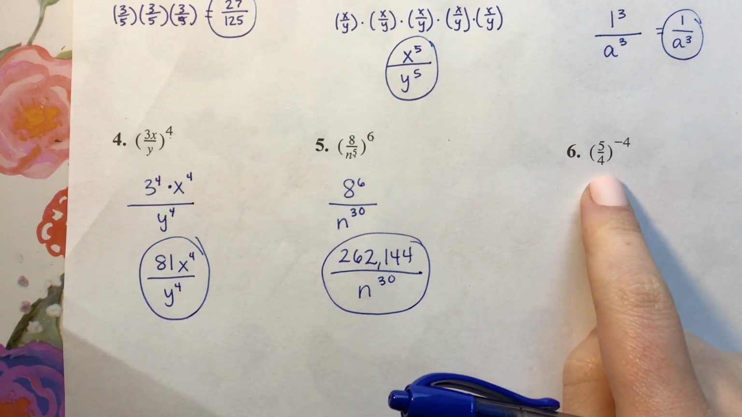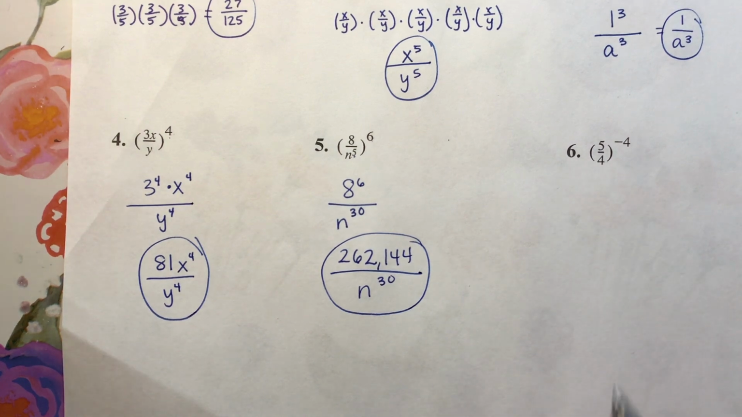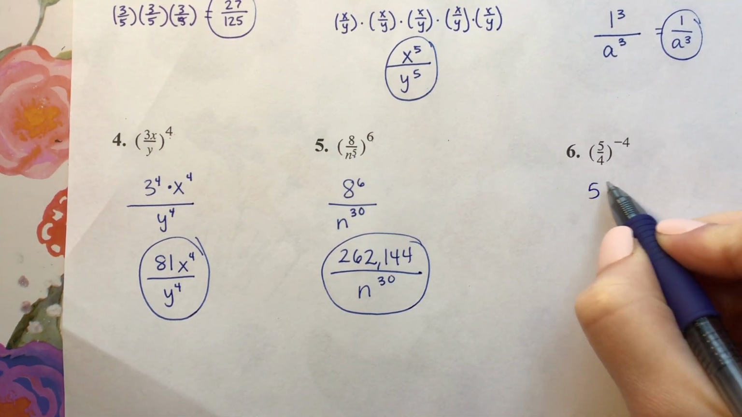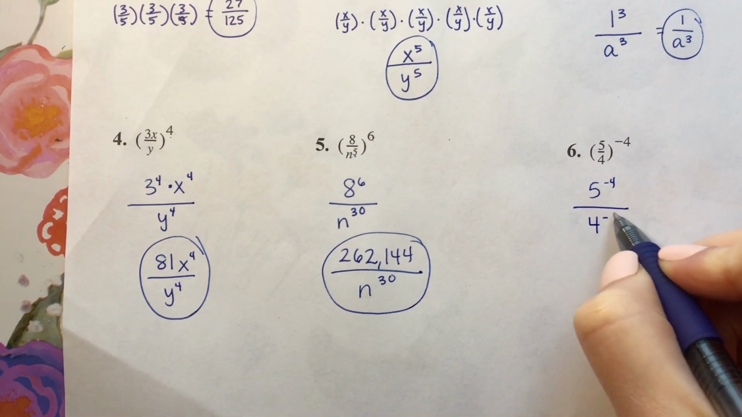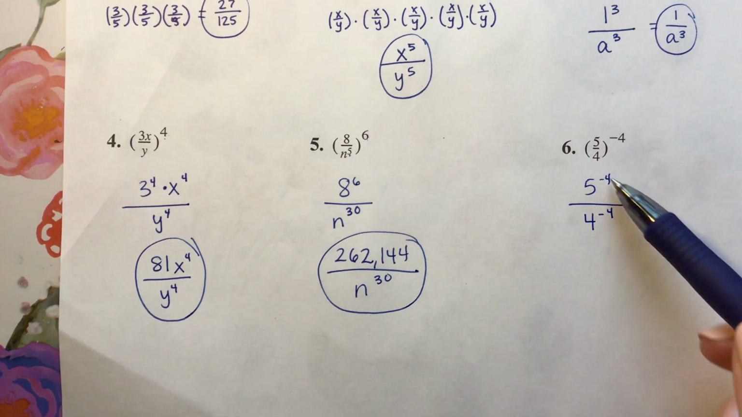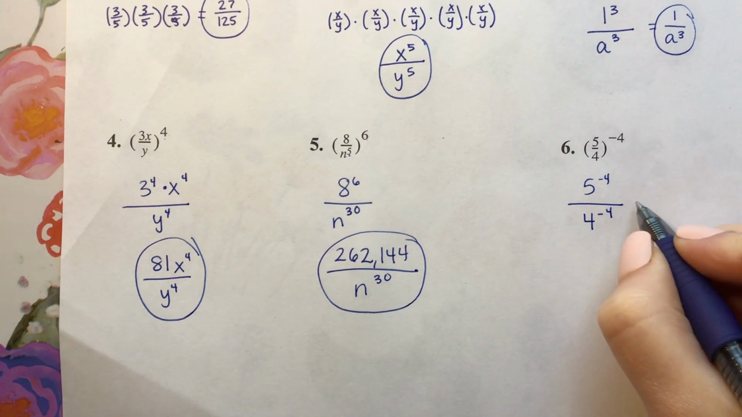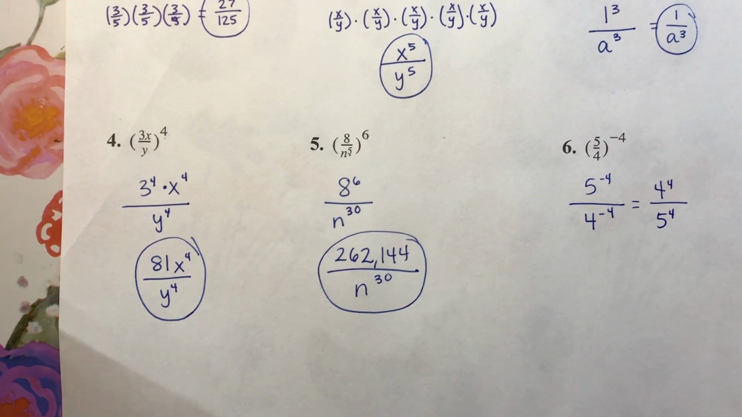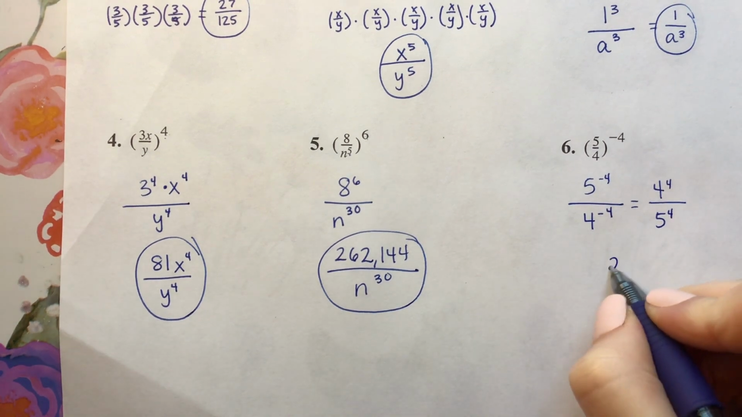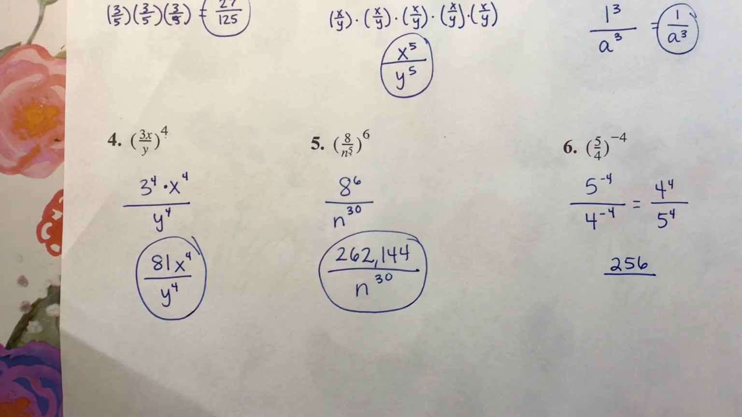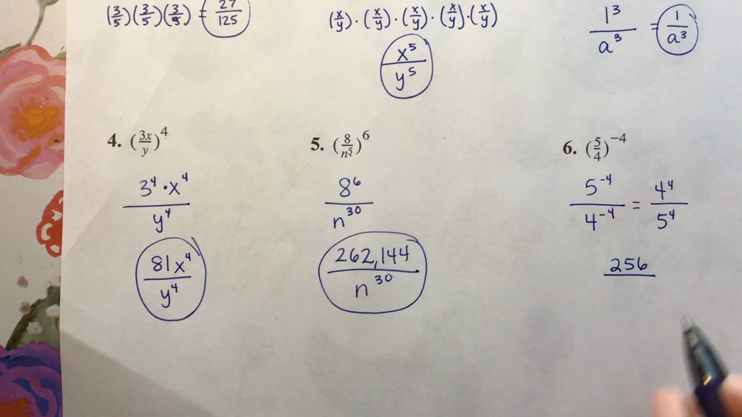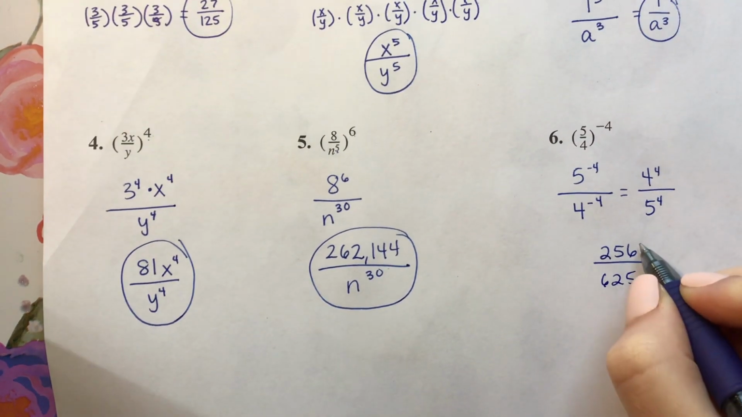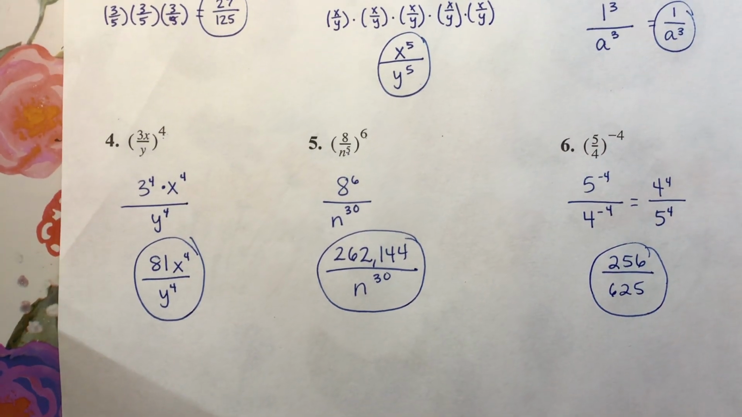For my last example, I have 5/4 raised to the -4. So that's 5 to the -4th over 4 to the -4th. I don't want negative exponents, so I'm switching what side of the fraction they're on. So that's 4 to the 4th over 5 to the 4th. Let's simplify that. So that's going to become 256 over 625. And that's our final solution.